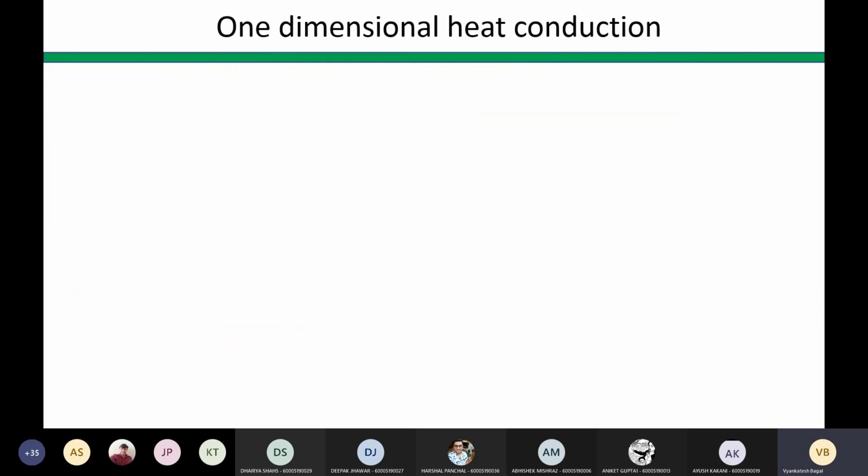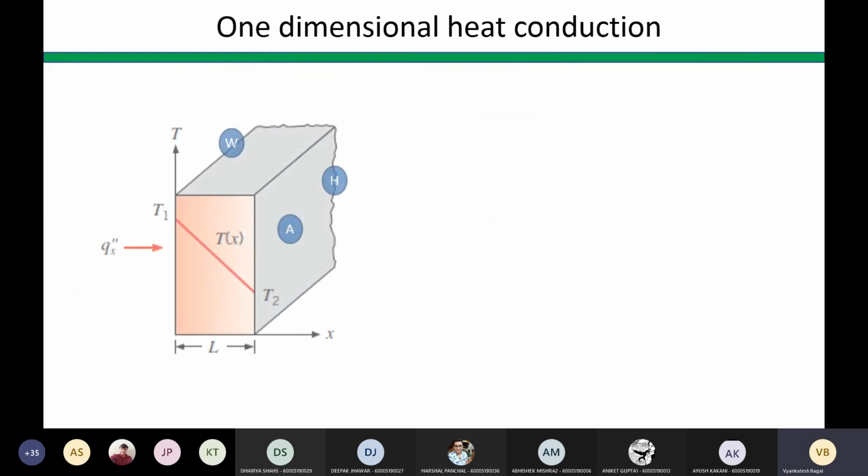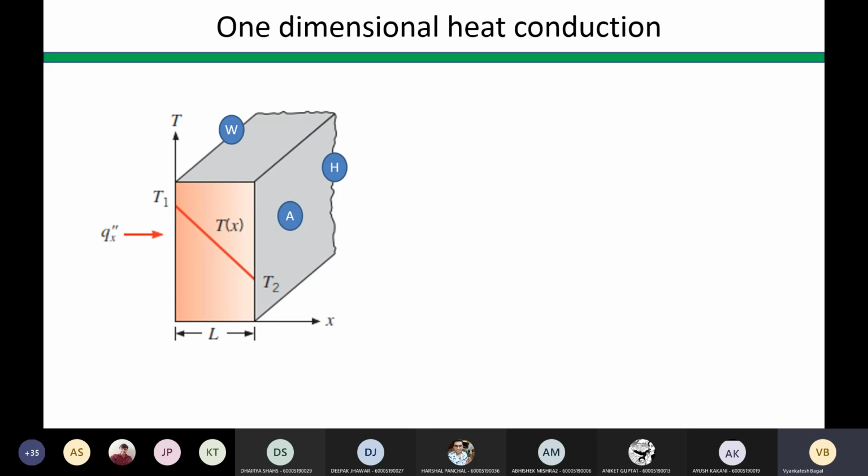So moving further, what is one-dimensional heat conduction? I want you to draw this diagram first. One-dimensional heat conduction. So consider a slab like this, the way it is shown on the screen. In most Indian authors' books, you will find they have given a 2D sketch of this slab, whereas intentionally, I have drawn this 3D sketch.